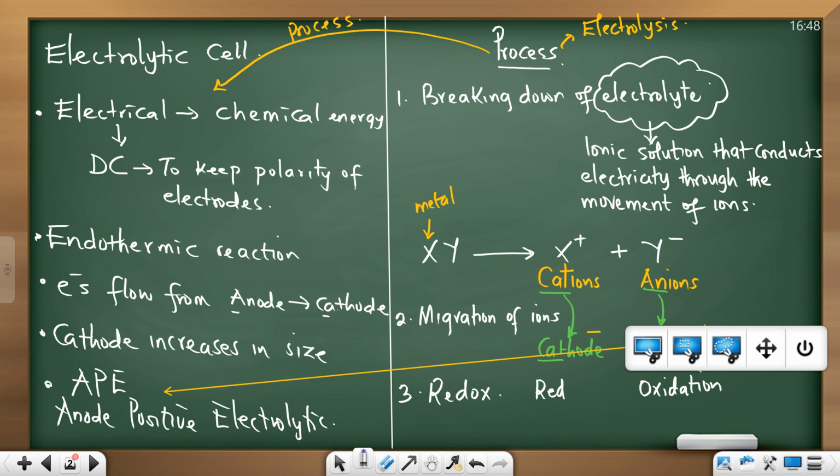If you don't know how to write your half reactions and interpret them, you will be losing marks. And let me tell you, they are going to ask you questions based on you being able to apply and see what's going on.